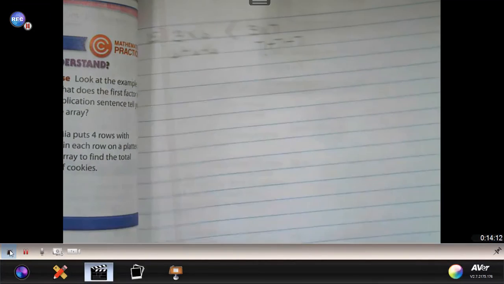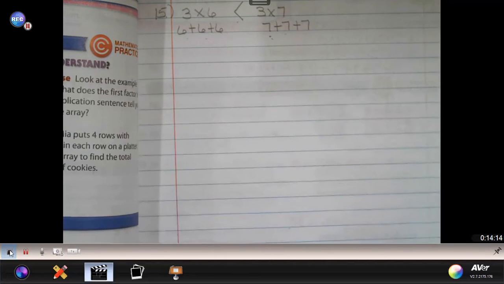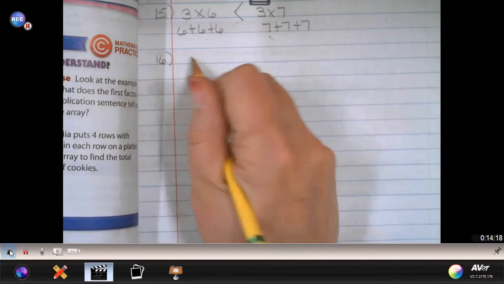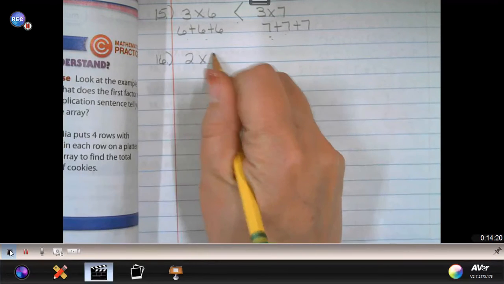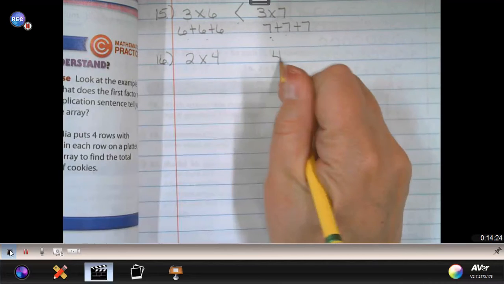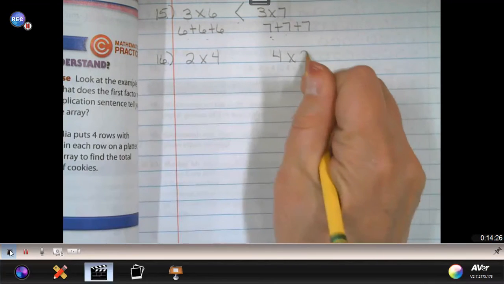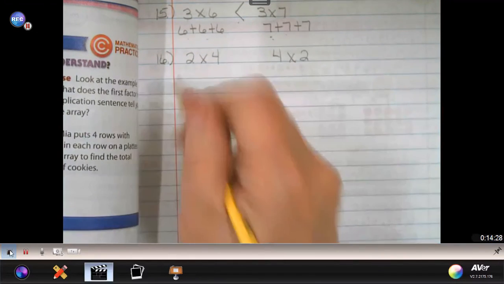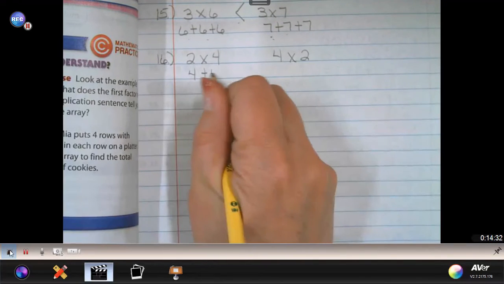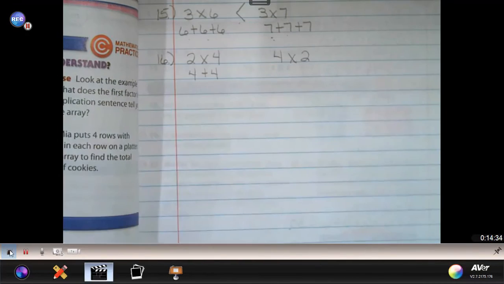So if we use our understanding of addition again, and skip a line here, I have 2 groups or 2 rows of 4, and I have 4 rows of 2, then I know I have a 4 in the first group and 4 in the second group.